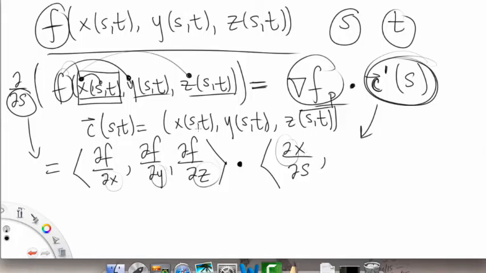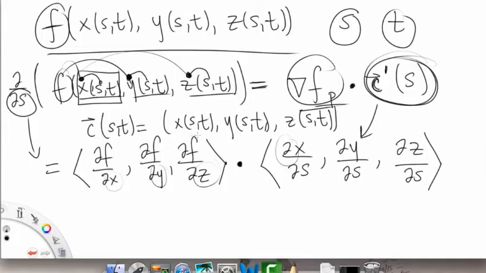Okay? And then for the next component, we're going to start from the y that we're already at, and take the partial derivative with respect to s. So we have partial y, partial s. And for the last one, we're going to jump from the z to the s. So that'll be partial z, partial s. So that's basically it.